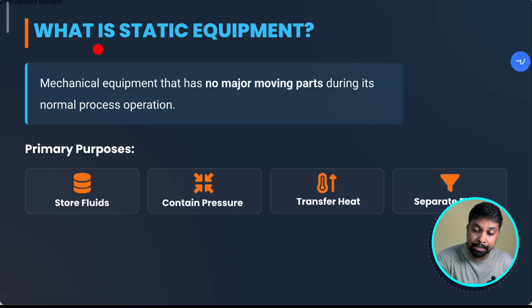And what is static equipment? Static equipment is mechanical equipment that has no major moving parts during its normal process operations. That I already told you about. What is the difference between static equipment and rotating equipment? And the primary purpose of static equipment is storing fluids, containing pressure, heat transfer and also separating fluids. We will go into depth.